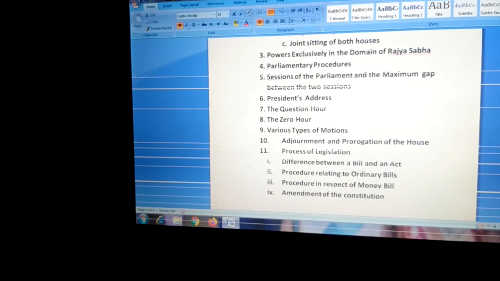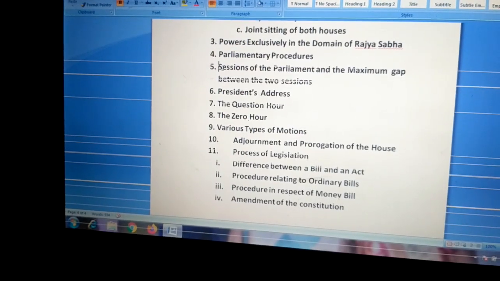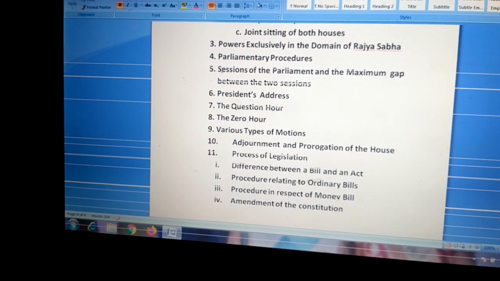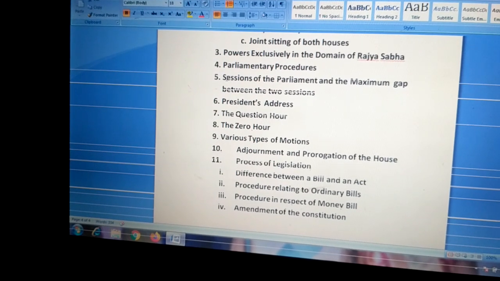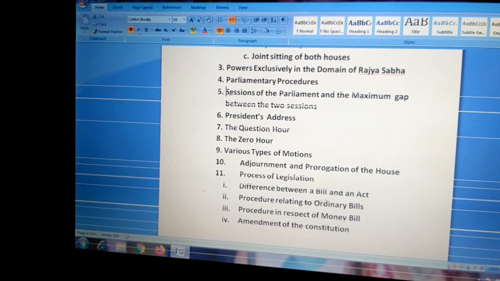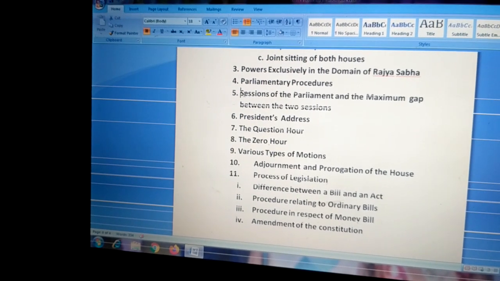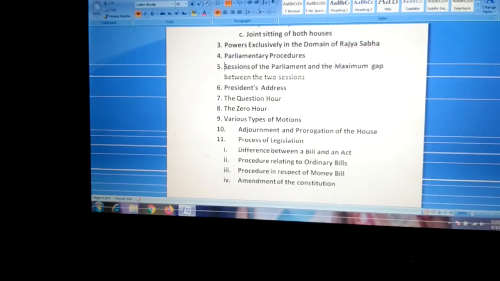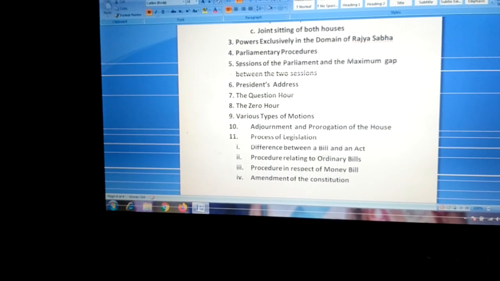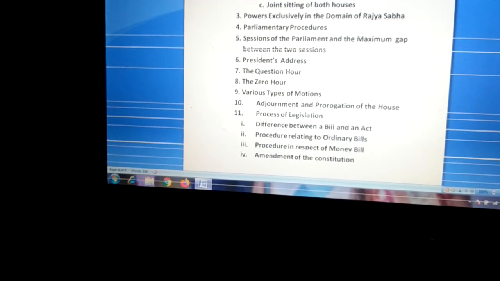Then procedure in respect of money bill. Supremacy of the Lok Sabha in financial matter. What is that? Supremacy, a money bill deals with the imposition, abolition or alteration of any tax. A money bill, after it has been passed by the Lok Sabha, is transmitted to the Rajya Sabha for its recommendation. Okay, so for recommendation it is sent to Rajya Sabha, and Rajya Sabha must, within this period already that I discussed, that is 14 days.